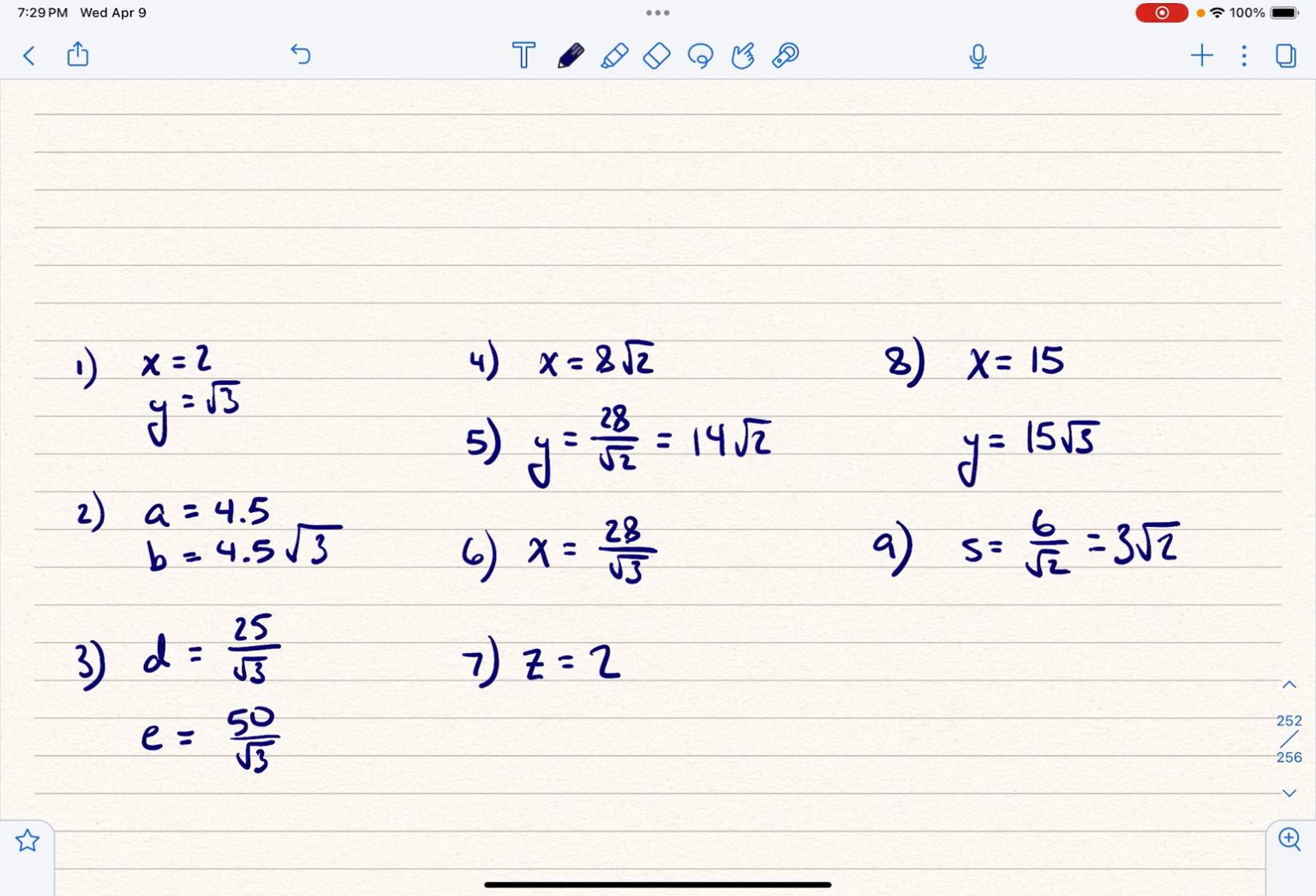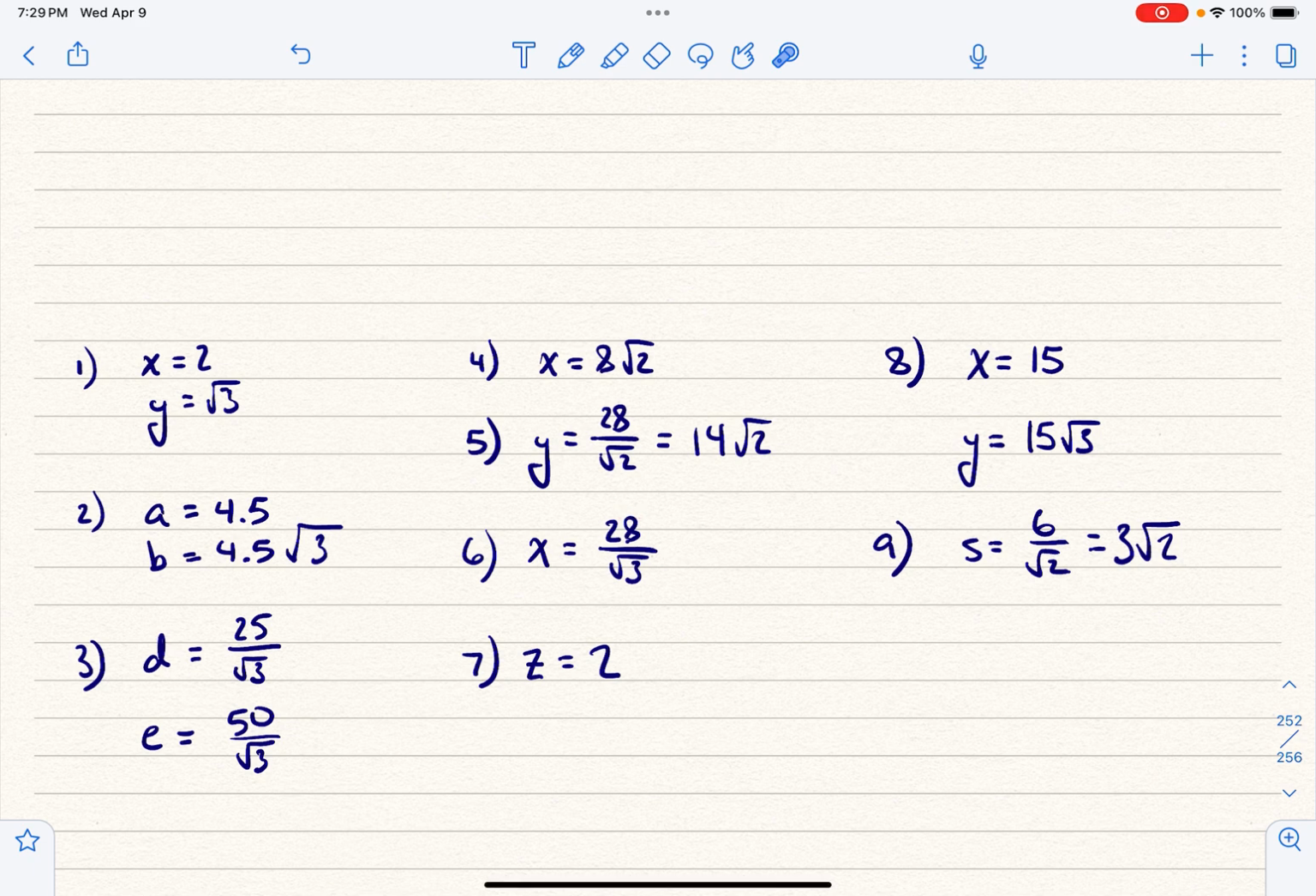For number 4, x is 8 times the square root of 2. For number 5, y is 28 divided by the square root of 2, which is the same thing as 14 times the square root of 2. Remember, we talked about how you could simplify those. Number 6 is probably one of the most challenging ones on the page. You actually have to take 14 divided by the square root of 3 and then double it. So that's why we get 28 divided by the square root of 3.